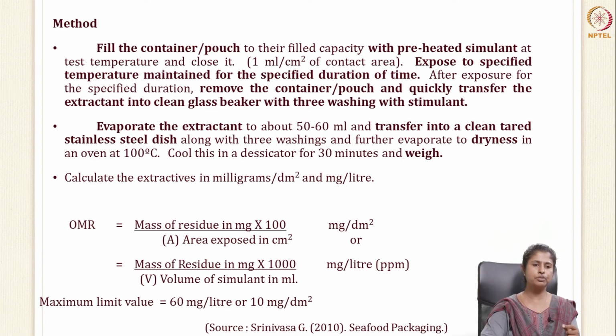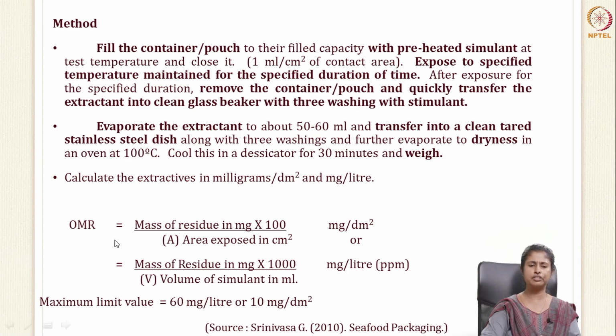Now, after it is exposed to that specified duration, you'll remove the container and you'll quickly transfer the extractant, the simulants that you've added into that, into a clean beaker with 3 washing of the simulant. Once you have completely taken it out, you evaporate the extractant to about 50 to 60 ml and transfer into a cleaned weighed jar. And then you evaporate it completely to dryness in an oven at 100 degrees centigrade. Now what happens? You have the empty weight dish and you have an increased weight if the migrants are there. You cool it, you weigh it. Suppose you do see an increase in weight, it means migrants have leached from the packaging material into your simulant.